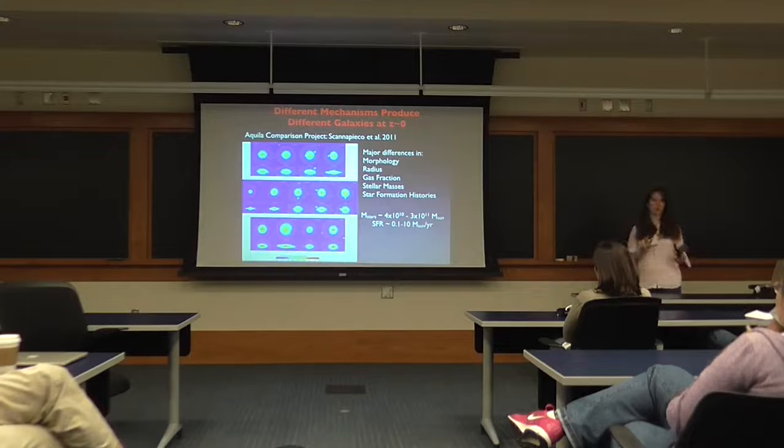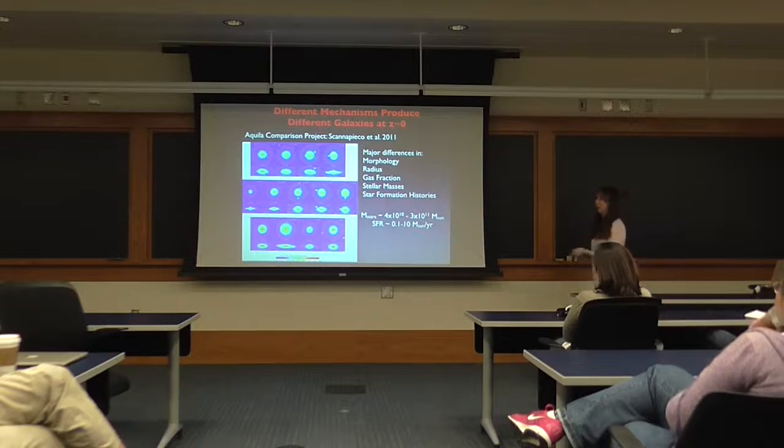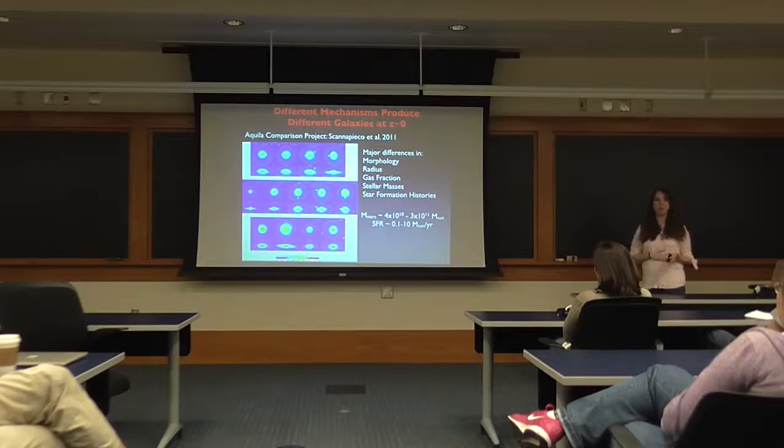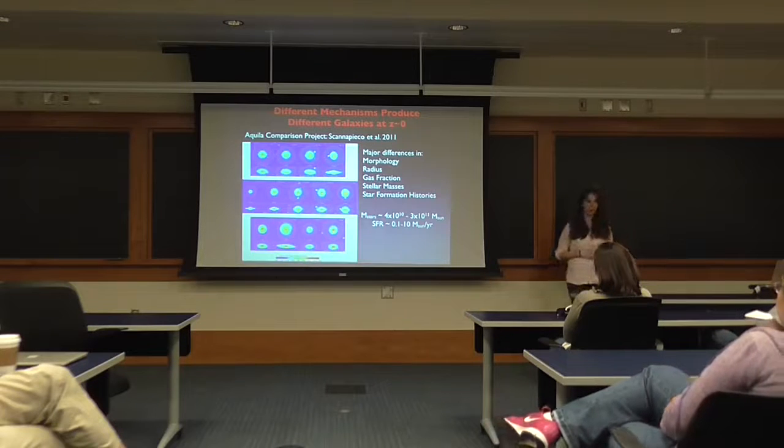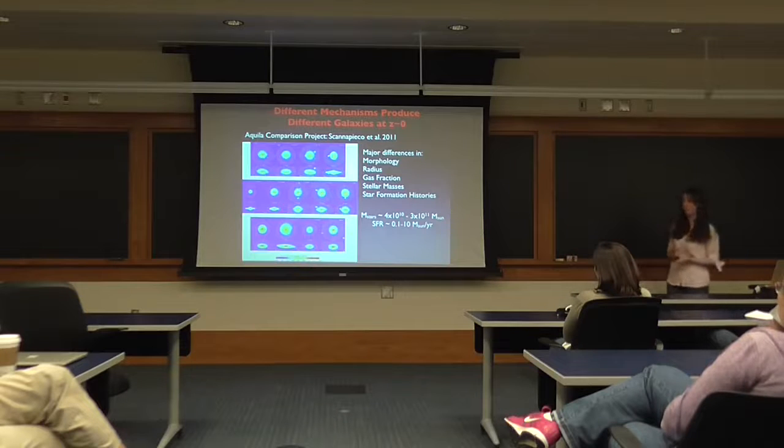And it turns out that the galaxies at redshift 0 change very dramatically. They have major differences in morphology, radius, gas fraction, stellar mass, and star formation history. So for example, the mass in stars at redshift 0 varies by 1 order of magnitude, and the star formation rate at redshift 0 varies by 2 orders of magnitude, depending on which mechanism you consider. So it's very important to have realistic implementation of these mechanisms and to consider all of them and not just one.